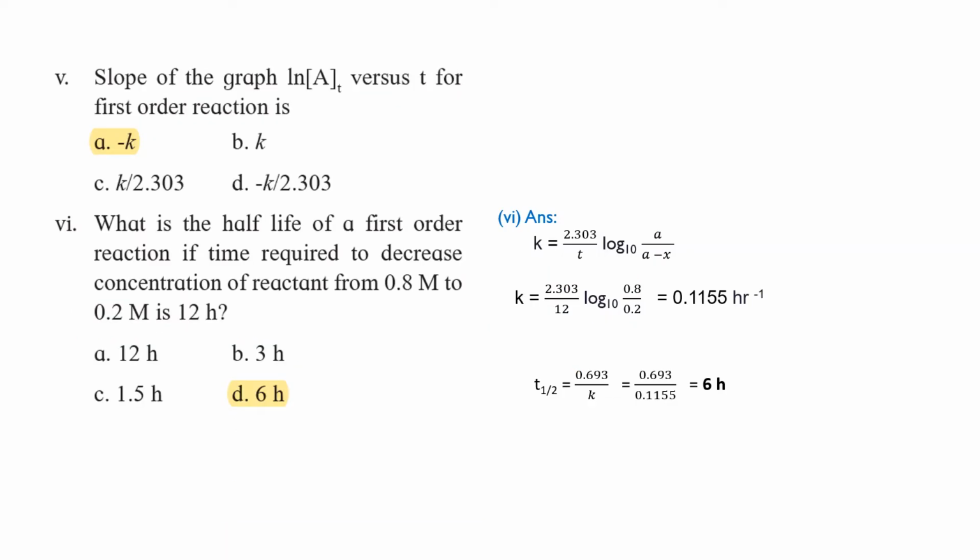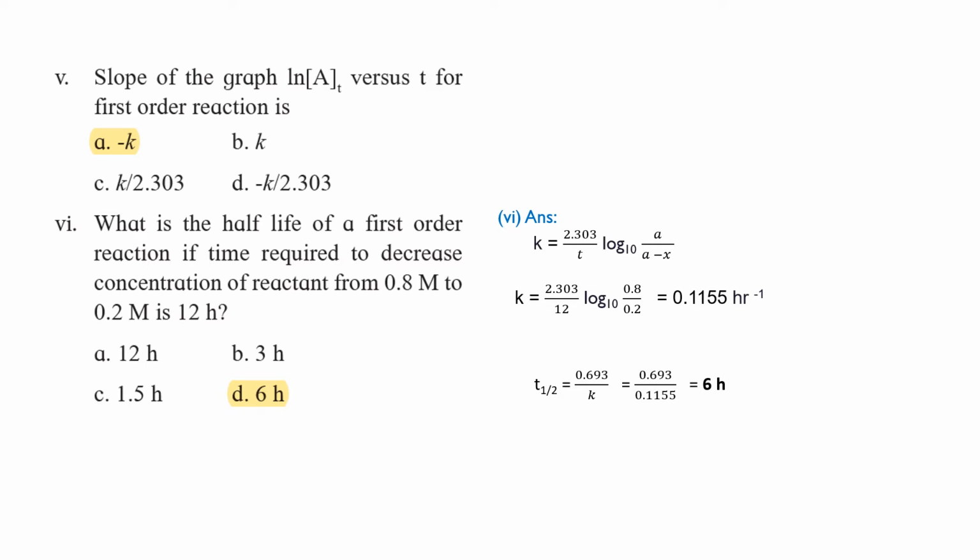Fifth question. Slope of the graph of ln AT versus T for first order reaction is, the correct answer is option A, minus K. Question number 6. What is the half-life of a first order reaction if time required to decrease the concentration of reactant from 0.8 molar to 0.2 molar in 12 hours?